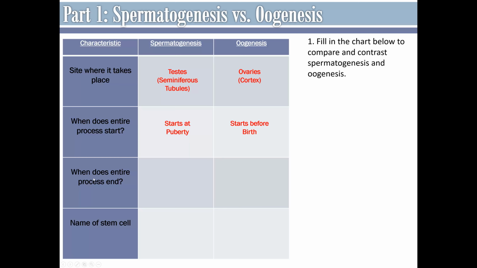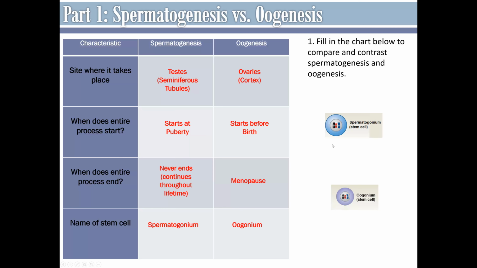When does the entire process end? For spermatogenesis, it never ends. It continues throughout a male's lifetime. And for oogenesis, it will end at menopause. And then the name of the starting stem cell: in spermatogenesis, it is a spermatogonium, and in oogenesis, it is an oogonium. Also keep in mind that before this process is started, the DNA in these cells is duplicated. And these are diploid cells which have 46 chromosomes, 2 pairs of each of the 23 chromosomes.